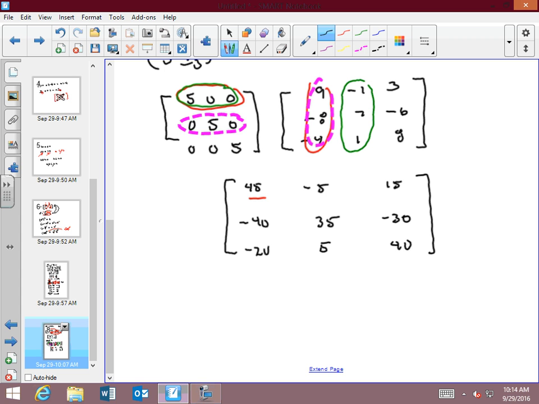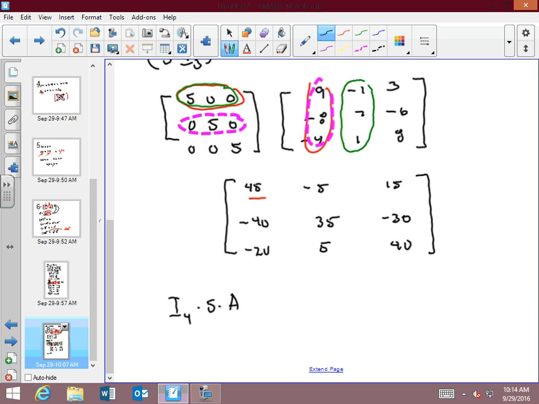Now notice that this is the same thing as if I did I4 times 5 times A, right? It's just multiplying every one of those terms. When you multiply by I and it has ones, it will not change the matrix.